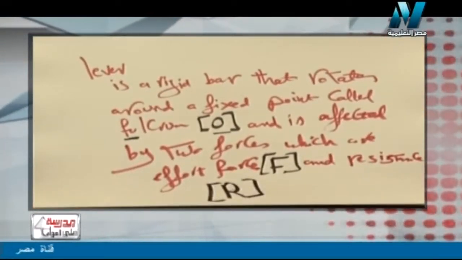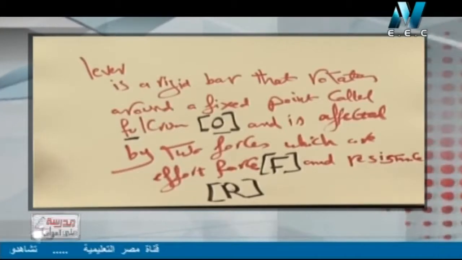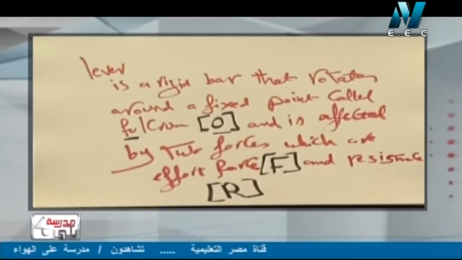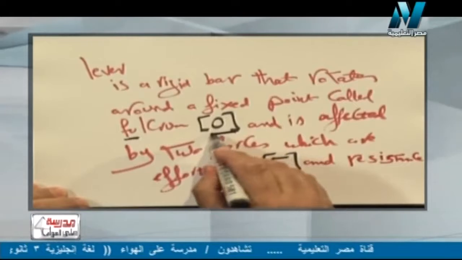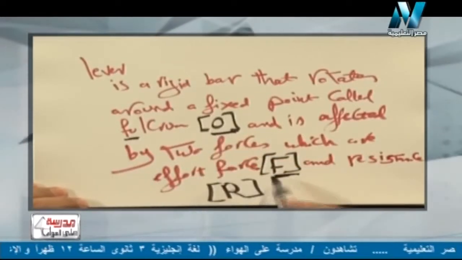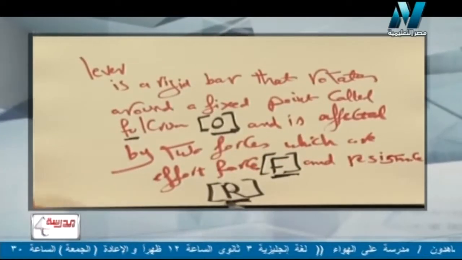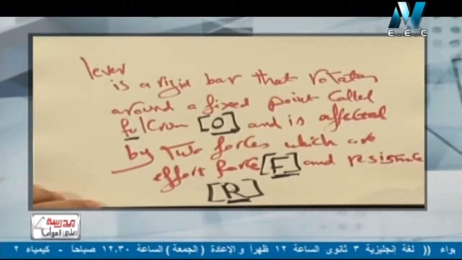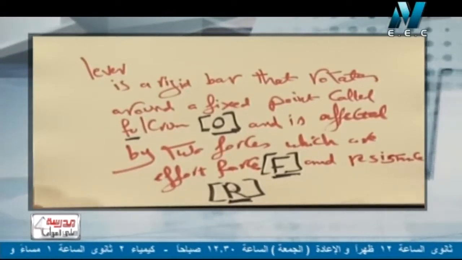So I can summarize. ممكن نلخص كل اللي قلناه ان الليفر فيها 3 main points which are fulcrum O, effort force F, and resistance R. Again, lever is a very important simple machine that contains 3 main points which are fulcrum O, effort force F, resistance R. And if you determine those 3 points, it will be easy.